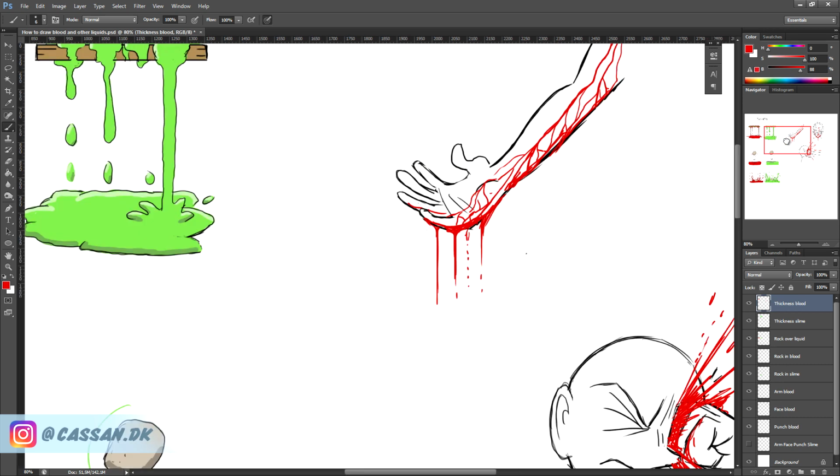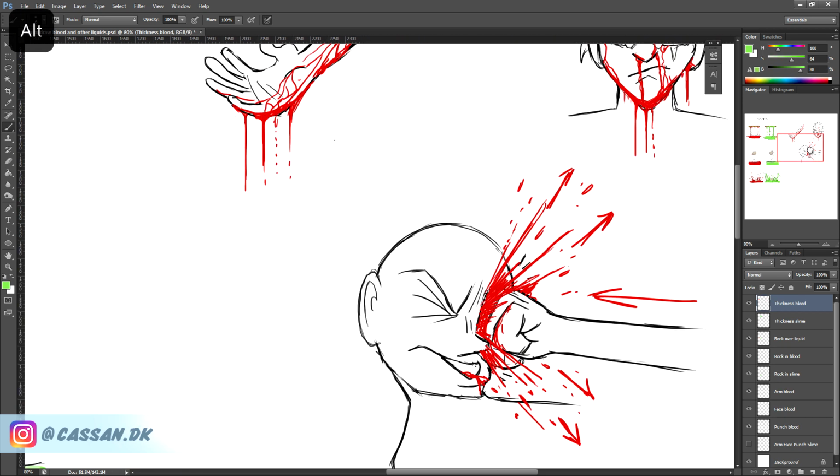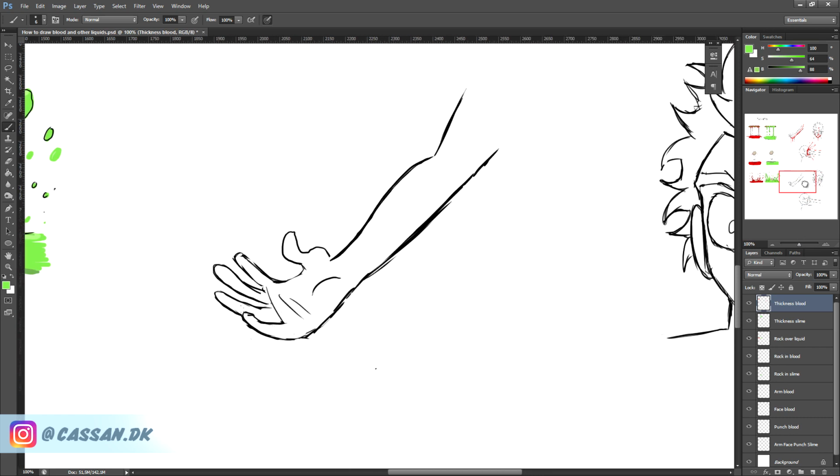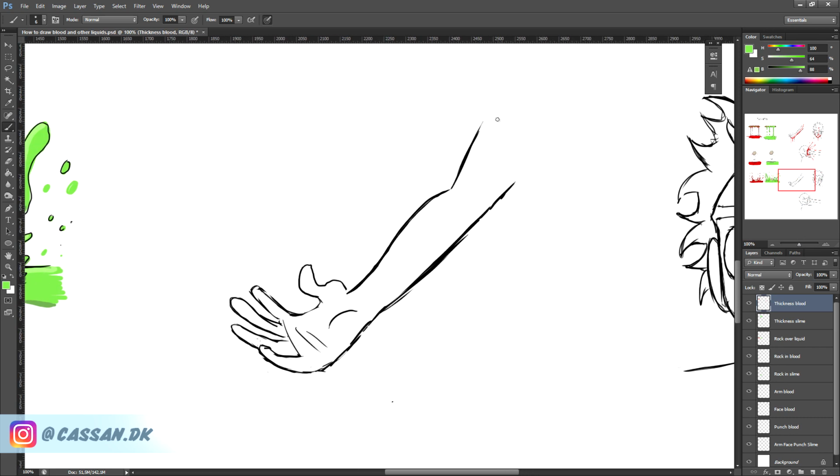Let's just grab the green and let's do it all again, but with our thick slime. We're starting out with the arm, just like before, and the slime slowly runs down the forearm like this. Remember our thickness here. This slime runs slowly and starts dripping already further up than the blood did.